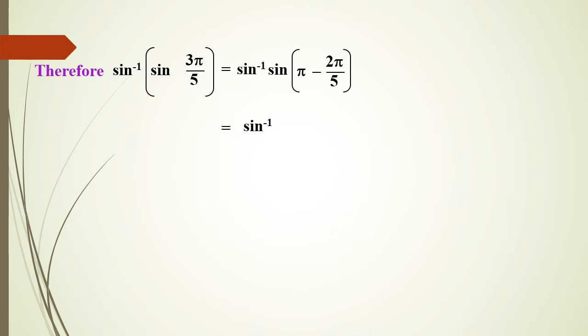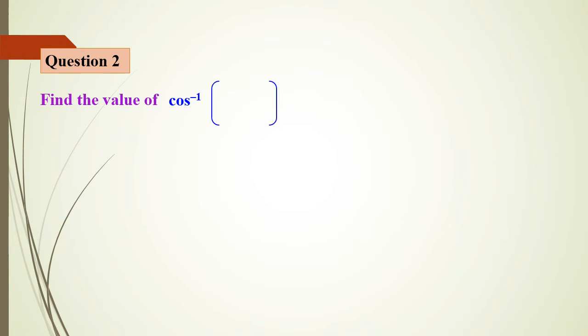Next, sine inverse of sine of pi minus 2 pi by 5 can be written as sine inverse of sine 2 pi divided by 5. Now cancel sine inverse and sine, and you get back the result 2 pi divided by 5. So it comes under the range of the sine inverse trigonometric function, that is minus pi by 2 to plus pi by 2. Hence the final solution of the given term is 2 pi by 5.